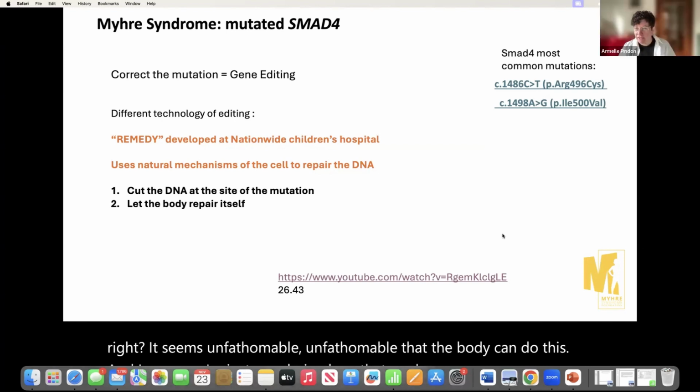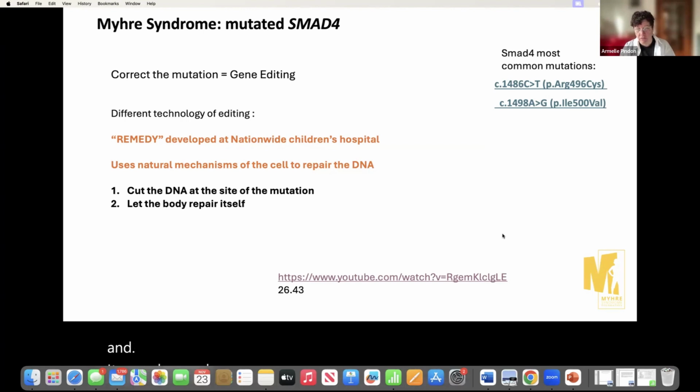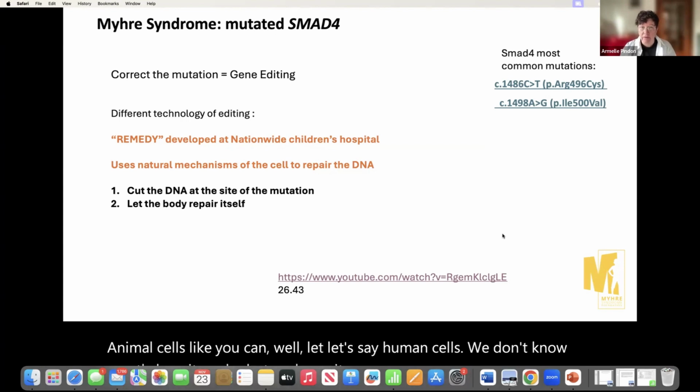Well, we don't know exactly how it works. The first time it was discovered was in yeast. And then it was observed several times in animal cells, like, let's say, human cells. We don't know exactly how it works, but we know it works.